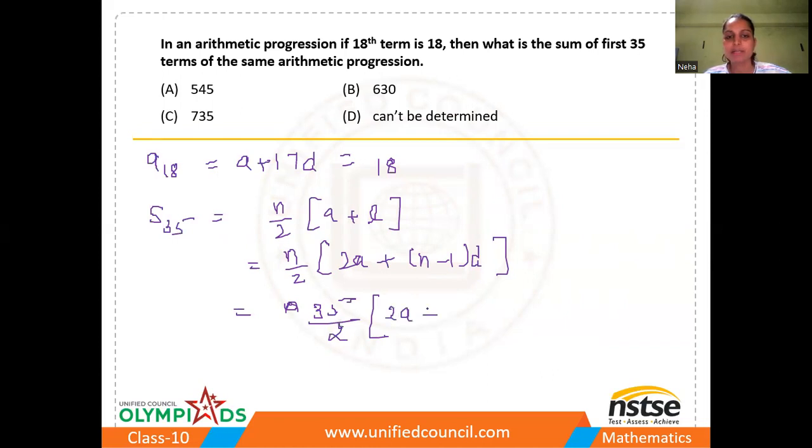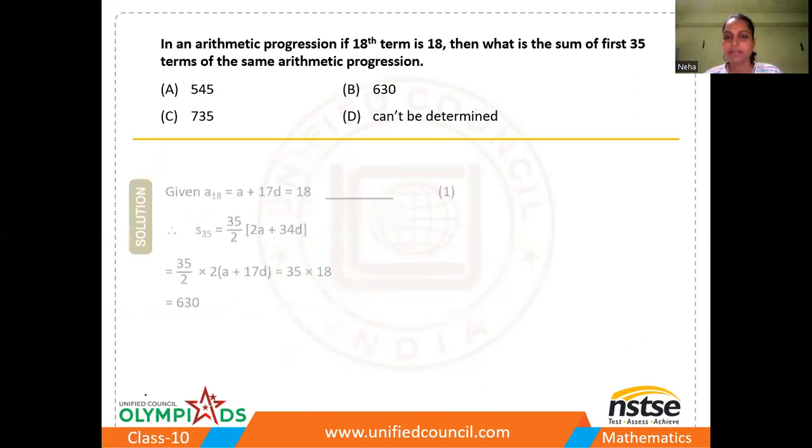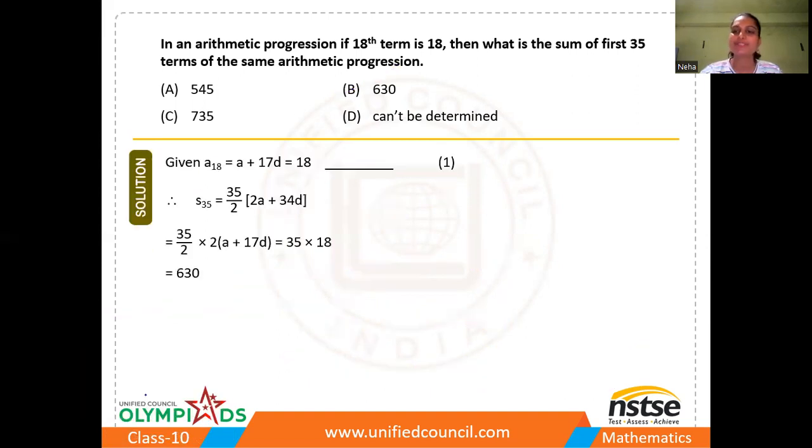So this is 2a plus 34 multiplied by d. I can take 2 common and it will cancel out with this 2, right? So this becomes 35 multiplied by a plus 17d. Now the value of a plus 17d we have as 18. So this is 35 multiplied by 18, which is equal to 630. Option B is the right answer. Perfect. Let me show you the complete detailed solution for this question.